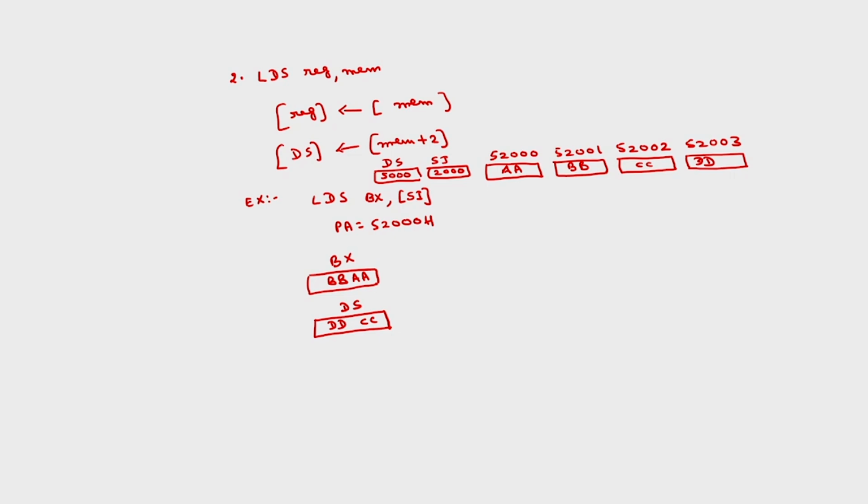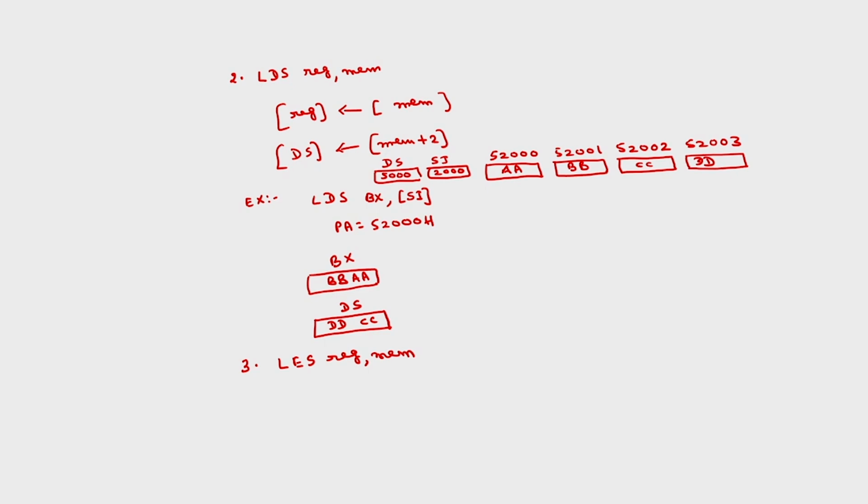This takes 4 consecutive locations. The physical address will be computed using the data segment times 10 plus the SI content. The first 2 locations will be transferred to the register specified in the instruction, and the next 2 locations will be transferred to the data segment. Similarly, you can perform it for LES also, extra segment register comma memory.